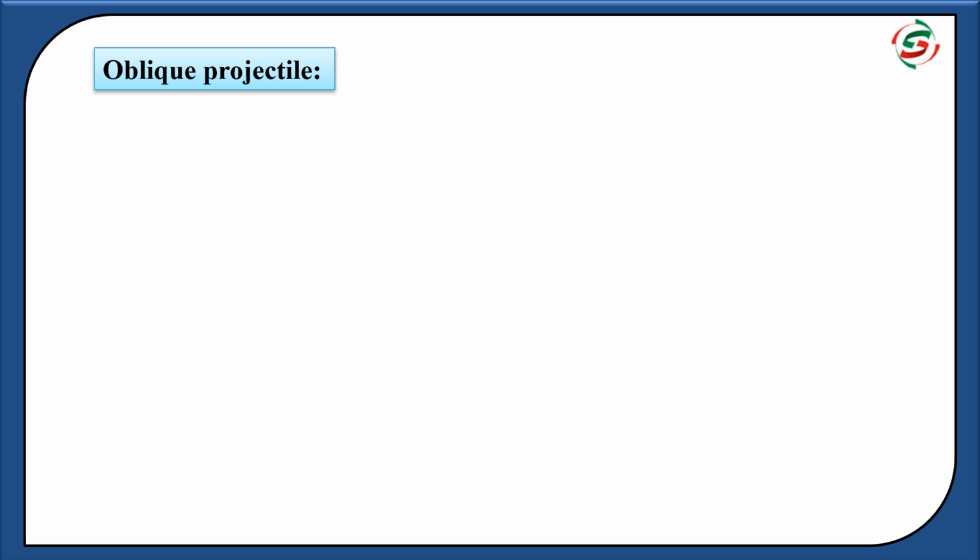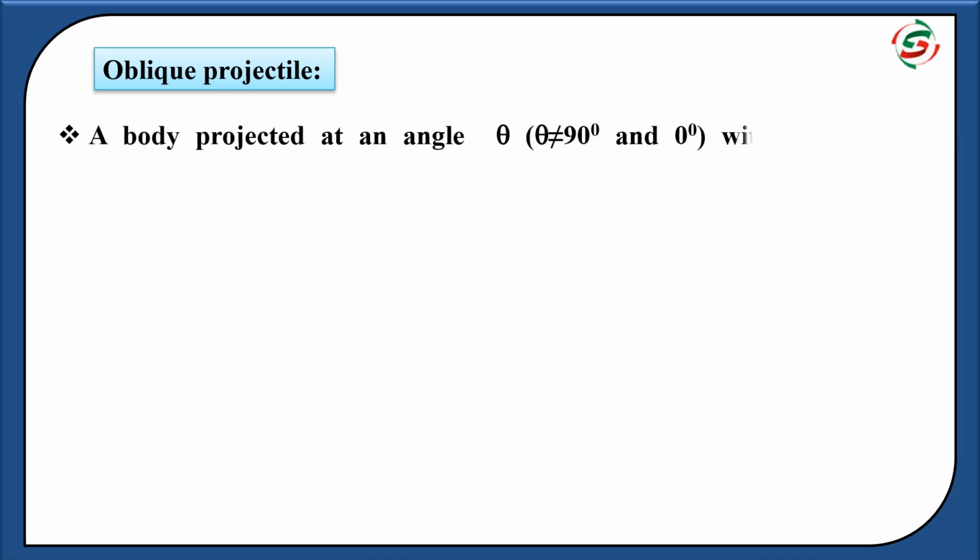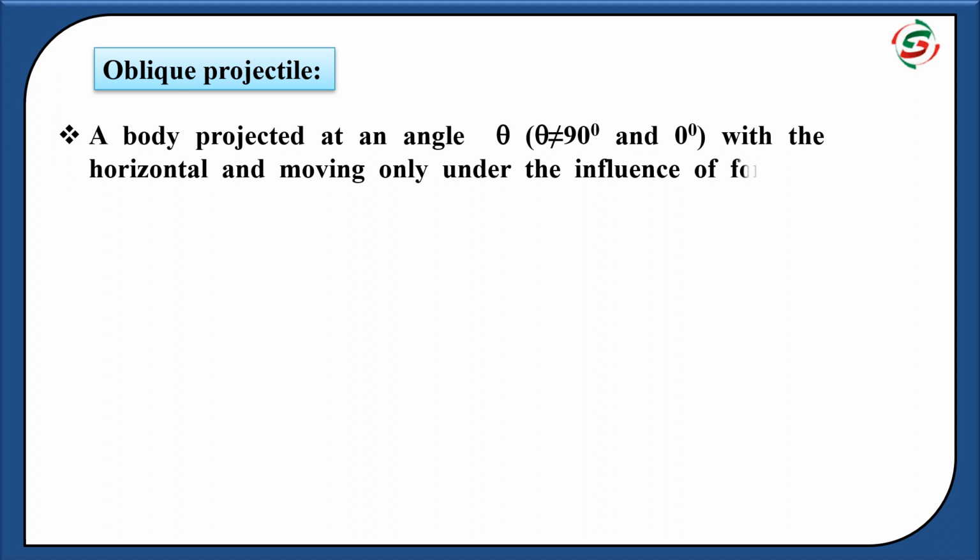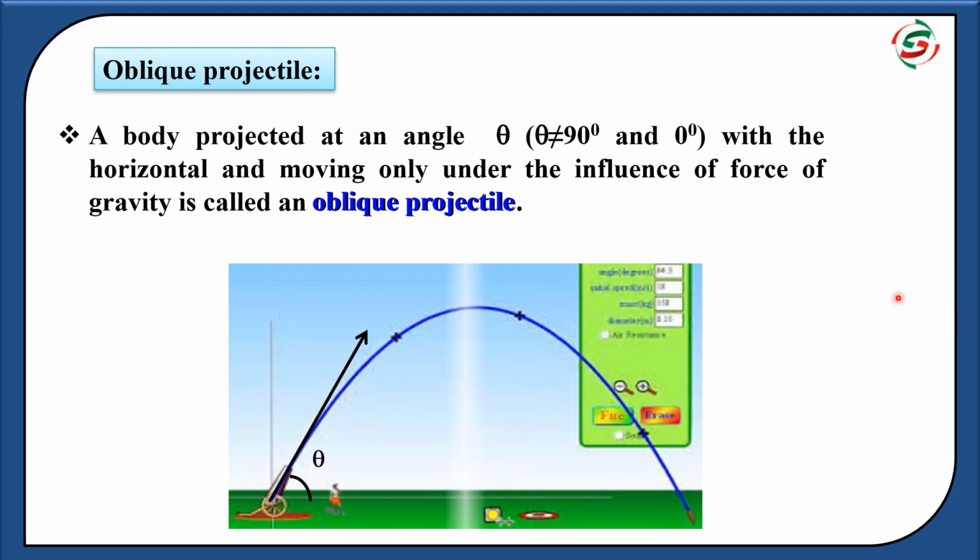Now, oblique projectile. A body projected at an angle theta, theta not equal to 90 degree and 0 degree with the horizontal and moving only under the influence of force of gravity is called an oblique projectile. This is the angle theta made with the horizontal.